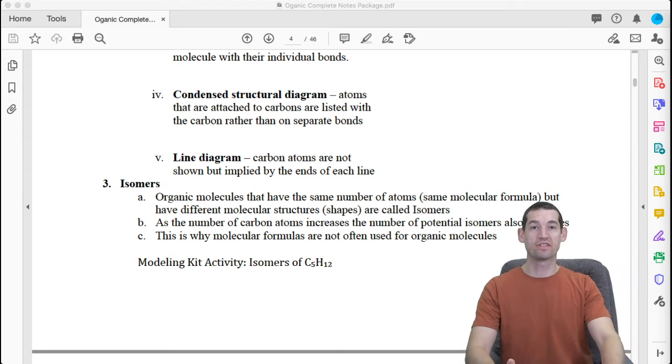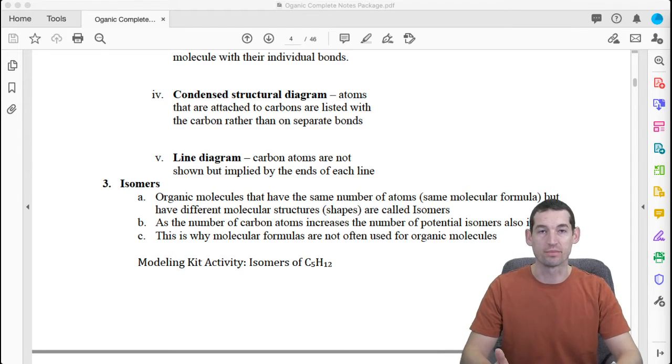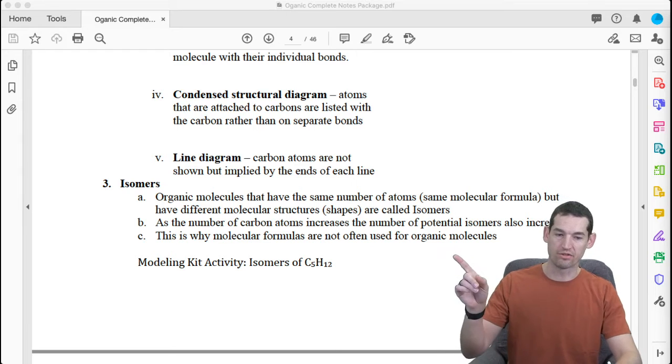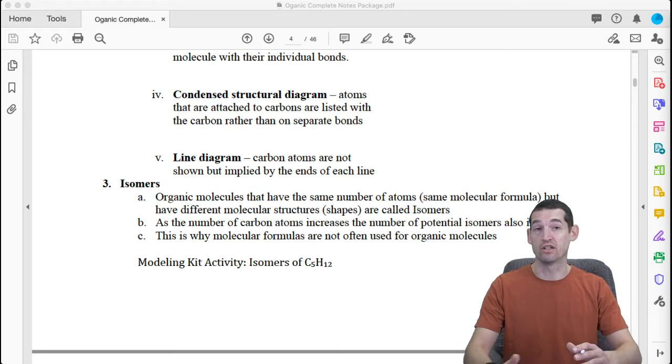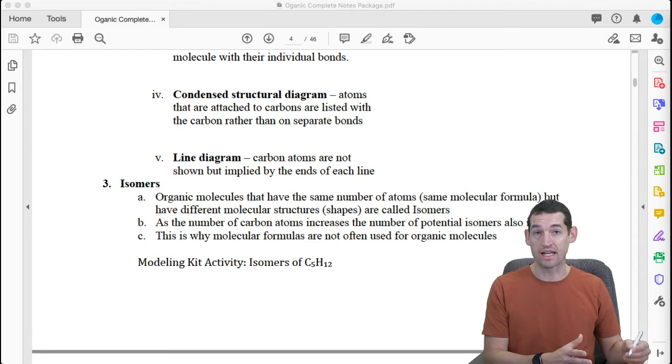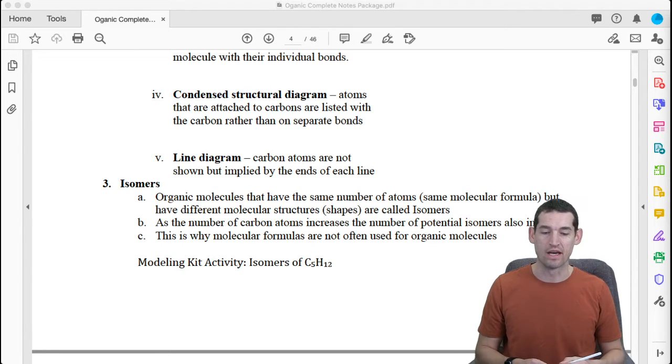All right, the last little thing that you need to understand is a concept called isomers. Isomers are organic molecules that have the same number of atoms, which means the same molecular formula, but different molecular shapes, which means they'll also have a different organic name when we get into that section, and they will behave differently.